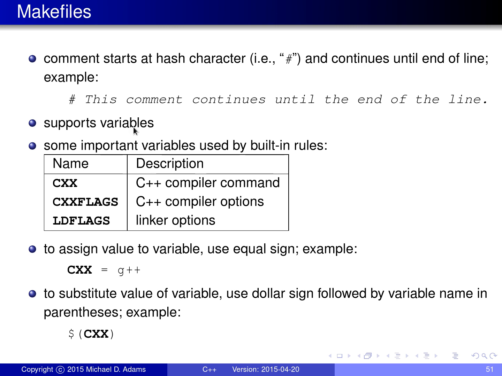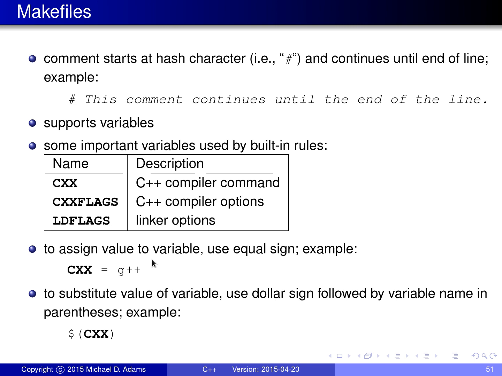Makefiles also allow for variables, and there are some important variables that are used by built-in rules in Make. There's a variable called CXX, which is the name of the C++ compiler command. For example, it would be g++ if you're using the GCC compiler. CXXFLAGS, which are the options that are passed to the C++ compiler when it's invoked, and LDFLAGS, which are flags that are used for linking.